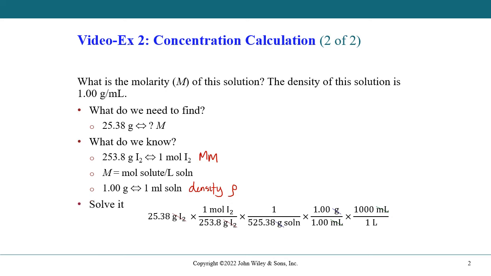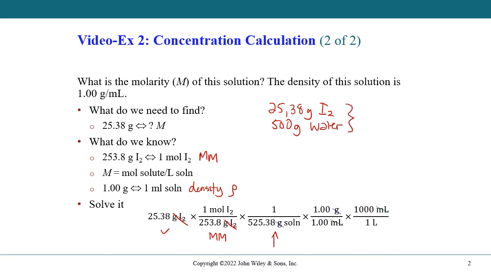We take the mass of the solute, so here is the mass of iodine. We multiply it by the molar mass to get the number of moles, because the grams cancel, as you can see. Now let's stop at this point and ask, where do I get 525.38 grams of solution? Remember that the original problem gave us 25.38 grams of iodine, and we had 500 grams of water.